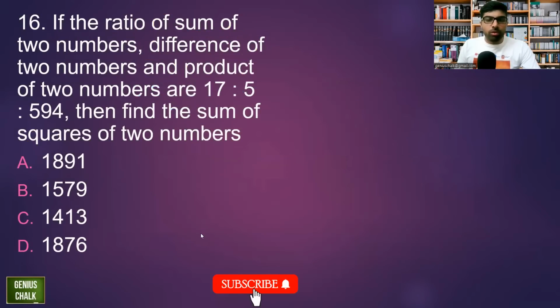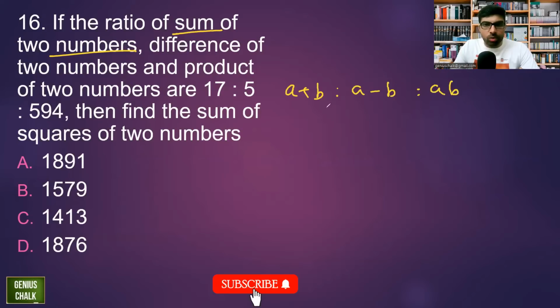If the ratio of the sum of two numbers, the difference of two numbers and the product of two numbers is this, then find the sum of squares of those numbers. This question is to be solved using just equations. The sum of two numbers means a plus b, the difference of two numbers is a minus b, and then the product of two numbers. So what is the ratio? 17 is to 5, and is to 594. Now we can solve this.